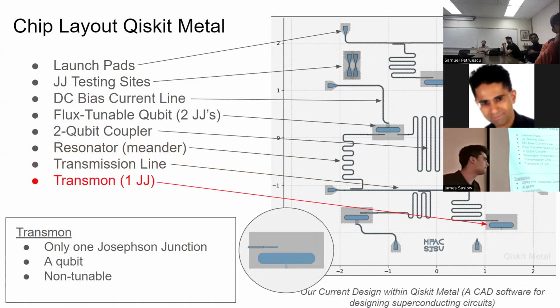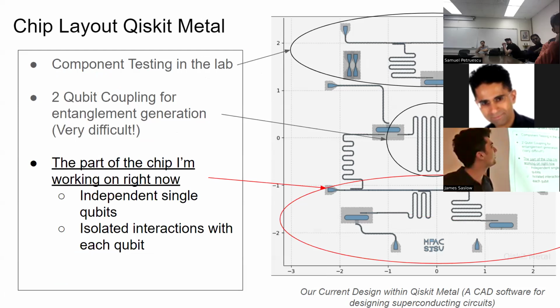And then you have, last but not least, the transmon, which just has one Josephson junction. And unlike its flux tunable counterpart, it's not tunable. So once you put the transmon into the chip, it is what it is. You can't change it. It's stuck with the parameters you gave it.